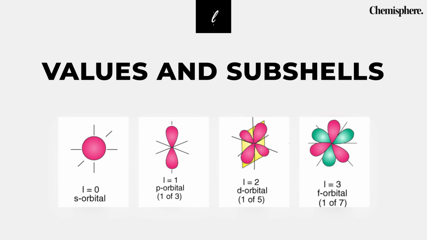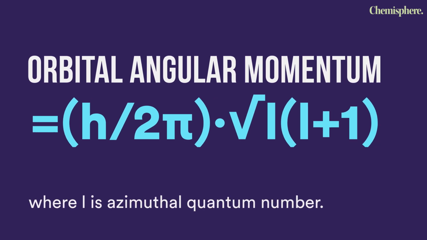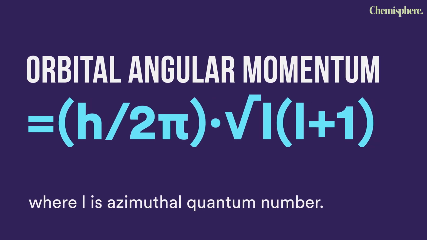So it is pretty clear that each value of L also denotes the shape of different orbitals. For example, S subshell is spherical in nature, P subshells are dumbbell in shape, D subshells are double dumbbell and different shapes, while F subshells are of much more complicated shapes. So each subshell has its own unique shape, and that is represented by the L value. We also get information on orbital angular momentum. This value is given as h upon 2 pi into root under L into L plus 1.